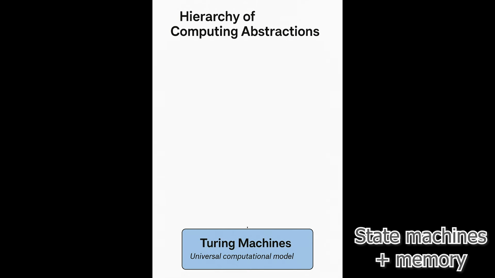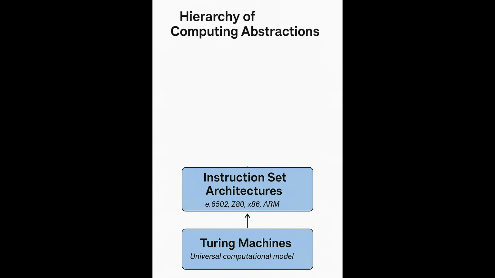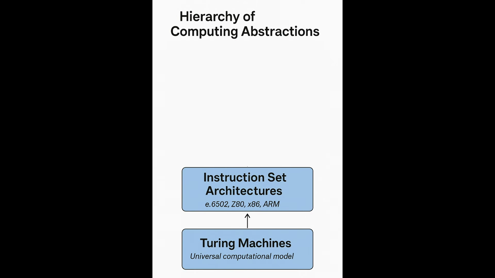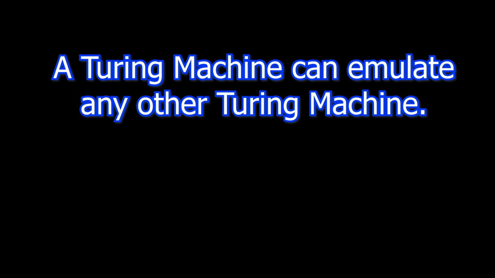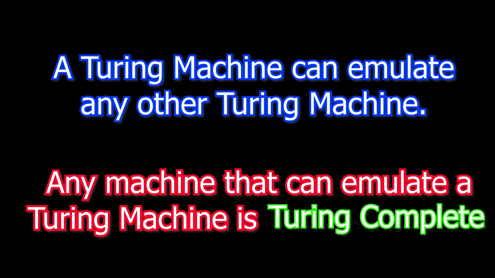Let's start with the big picture. At the foundation, we have the Turing machine, the simplest theoretical model of computation, thanks to Alan Turing. On top of that sits the instruction set architecture, thanks to John von Neumann. The hallmark of this architecture is the fetch, decode, execute cycle, something we'll watch closely in action shortly. And here's the cool part. A Turing machine can emulate any other Turing machine. And any machine that can emulate a Turing machine is said to be Turing complete.